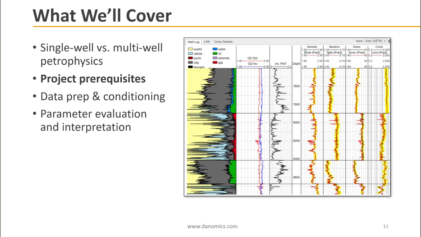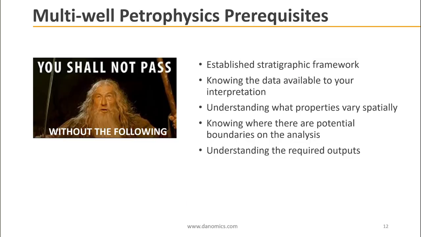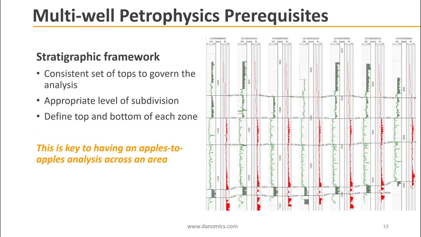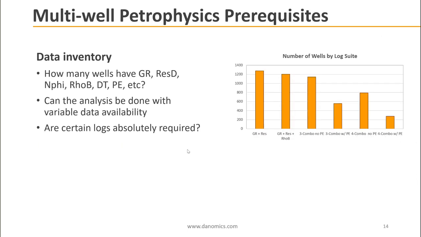Okay, so what are some of the prerequisites that you need to start a multi-well petrophysical project? Before you get started, there are kind of 5 things that you need to know. The first thing is you need a consistent stratigraphic framework. You need an appropriate level of subdivision. You need to have a top and a base defined for each zone, and without this, it's going to be very difficult to get that apples to apples analysis across your area, and you'll end up spending a lot more time doing QC on the back end. So I would say definitely take the time up front to get this right.